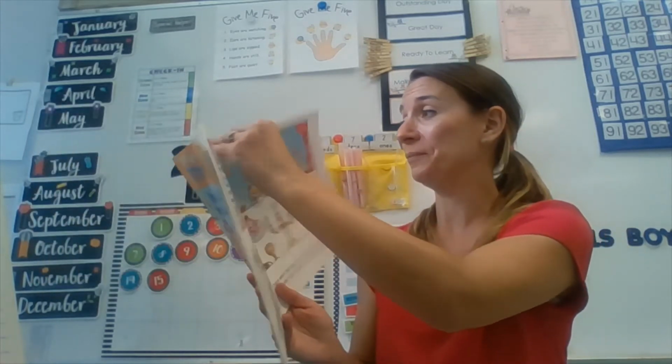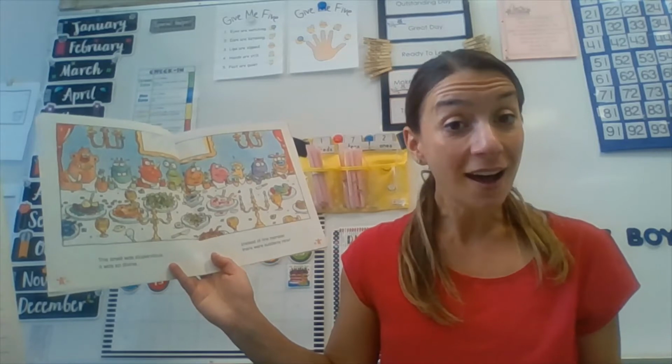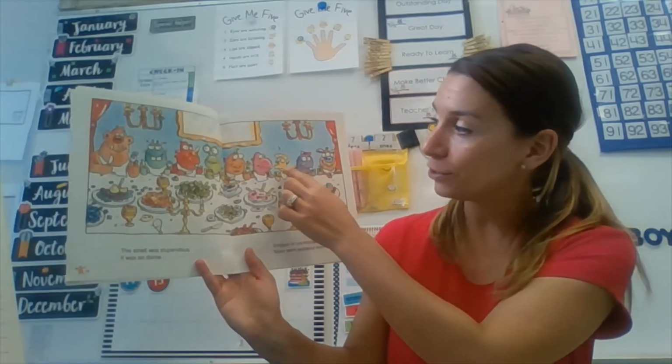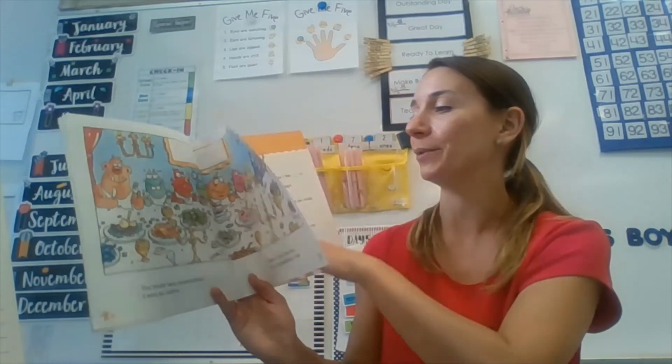Ugh, is that what you would want to dine on? Not me. The smell was stupendous, it was so divine. Instead of one monster, there were suddenly, what's a number that ends in "ine"? 9. There were 9. 1, 2, 3, 4, 5, 6, 7, 8, 9 is an "ine" word. And that's the end of the book.